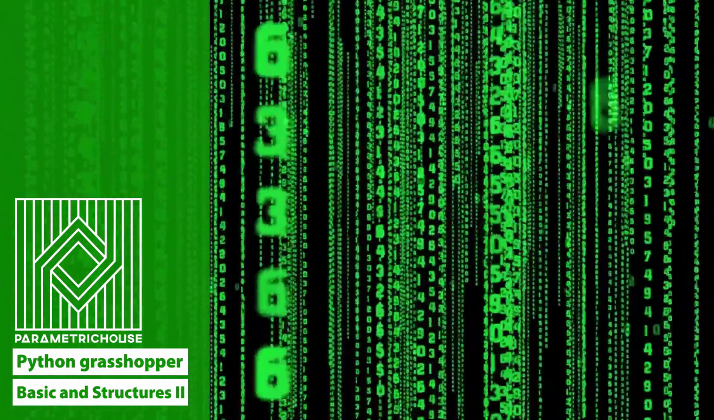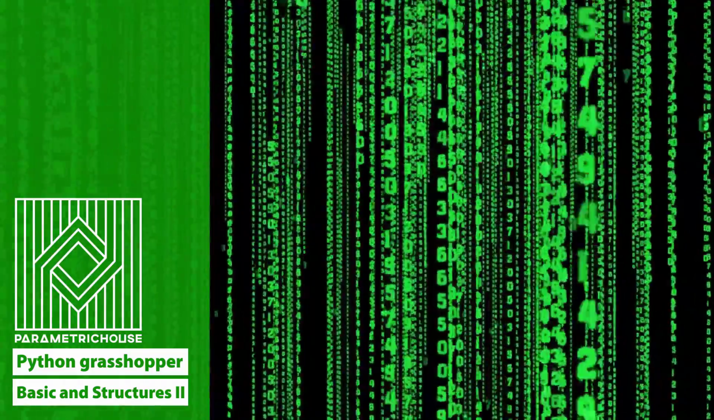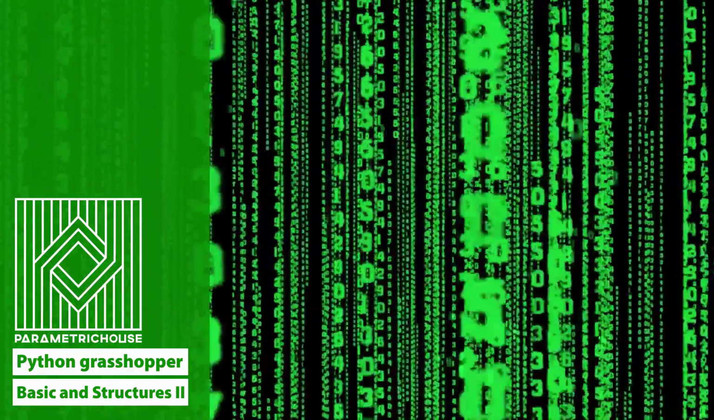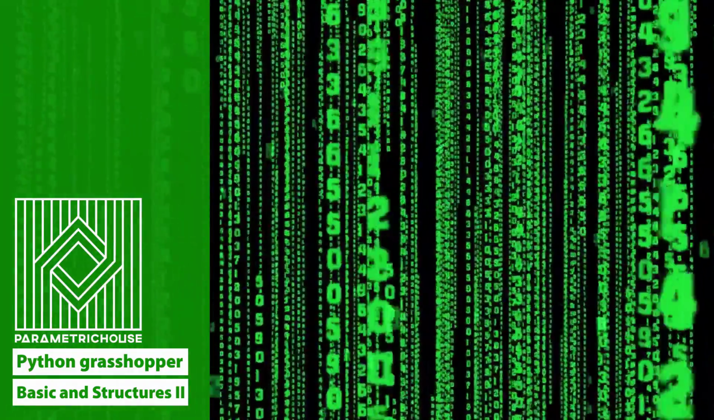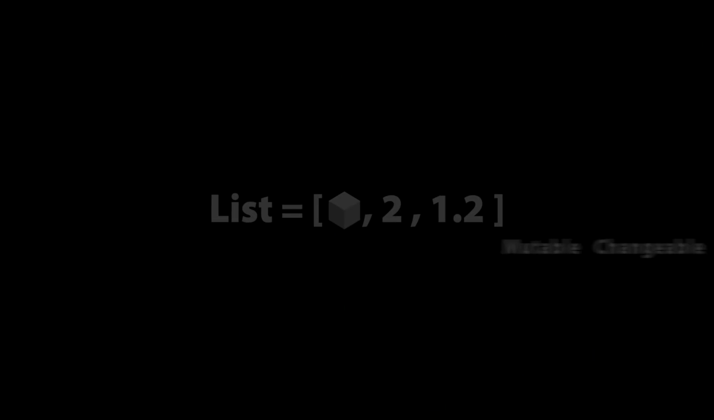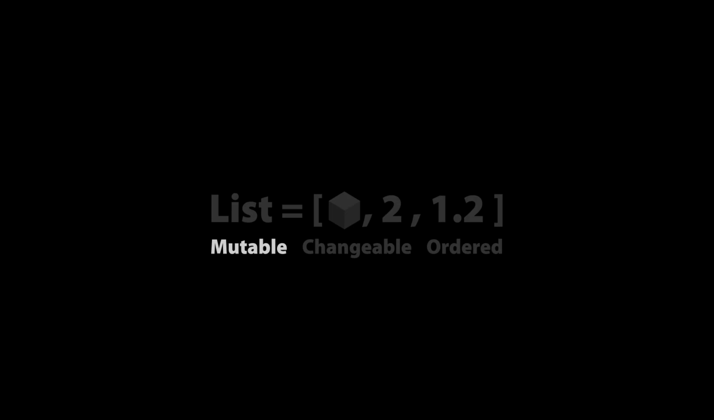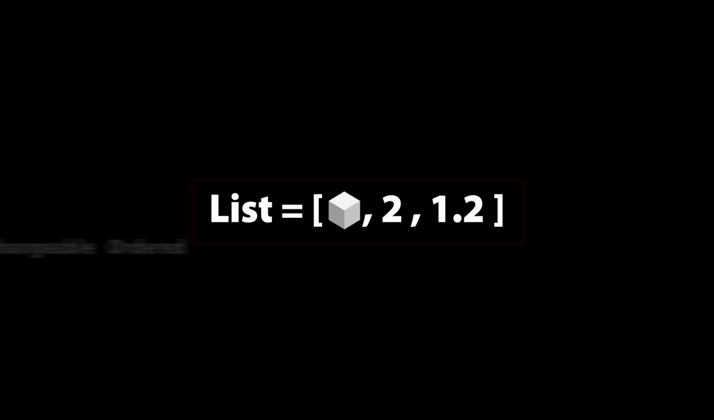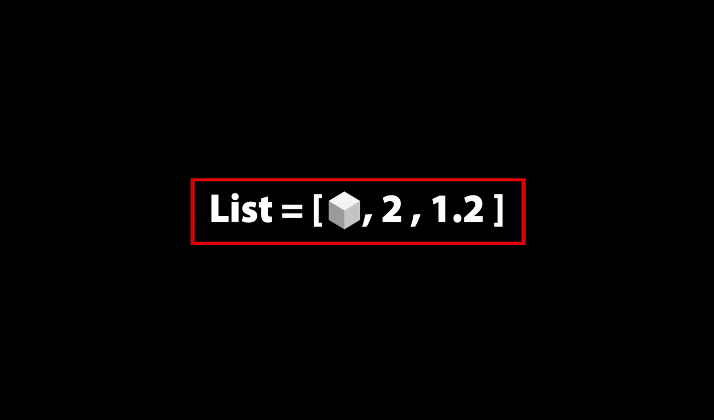Today we're going to talk about another type of variable in Python called lists, their basic operations, and then see how lists are used in imported Grasshopper components in Python. A list is a data structure in Python that is a mutable, or changeable, and ordered sequence of items, such as a list of floats, a list of integers, a list of strings, and a list of boxes. You can also have lists with different types of variables in them.